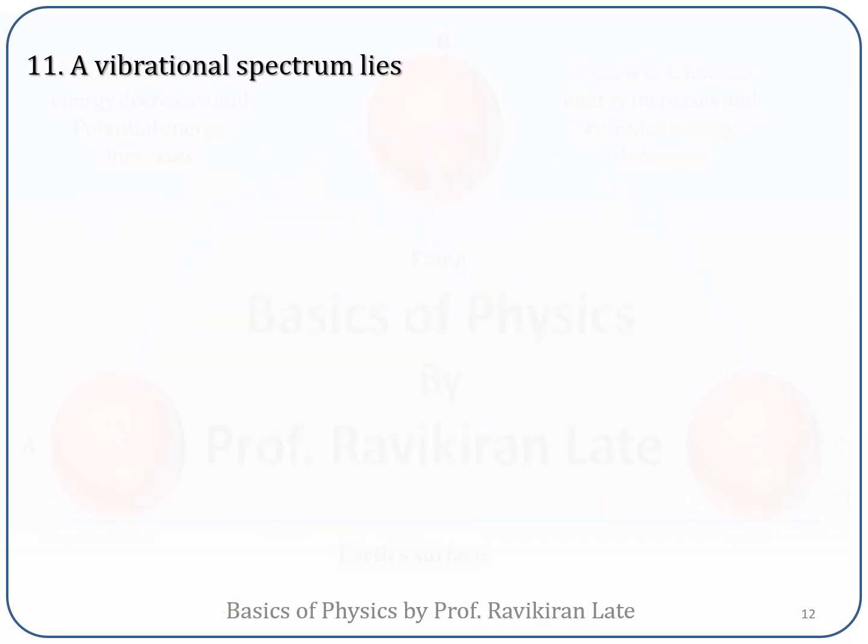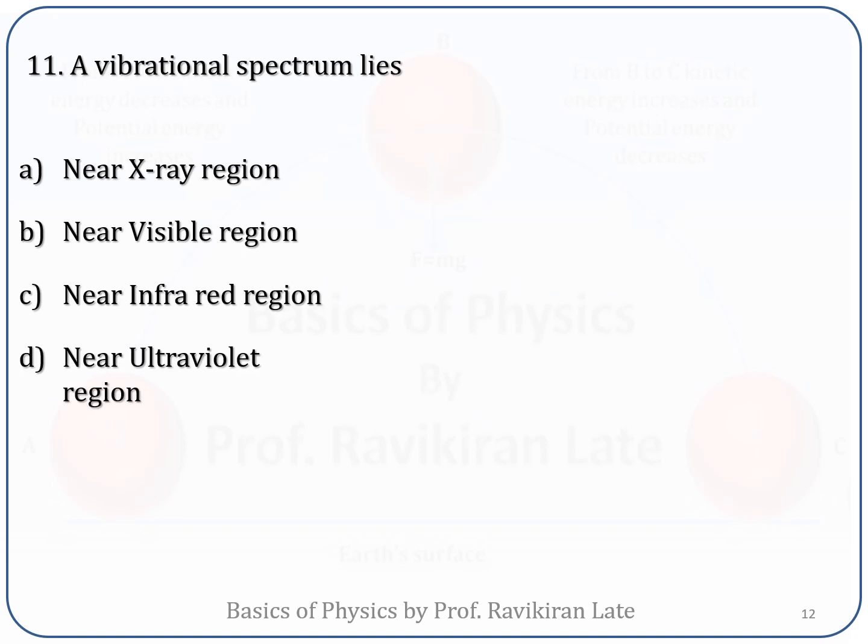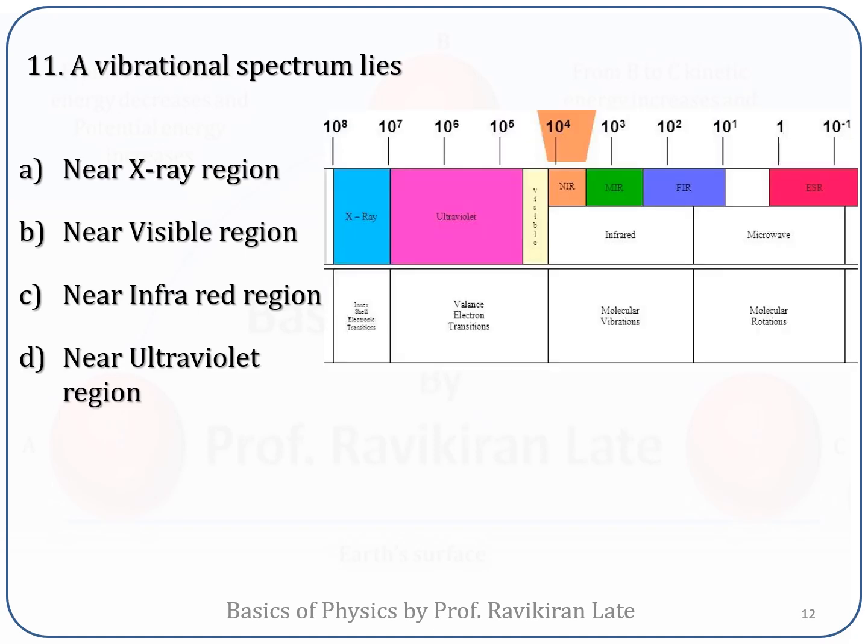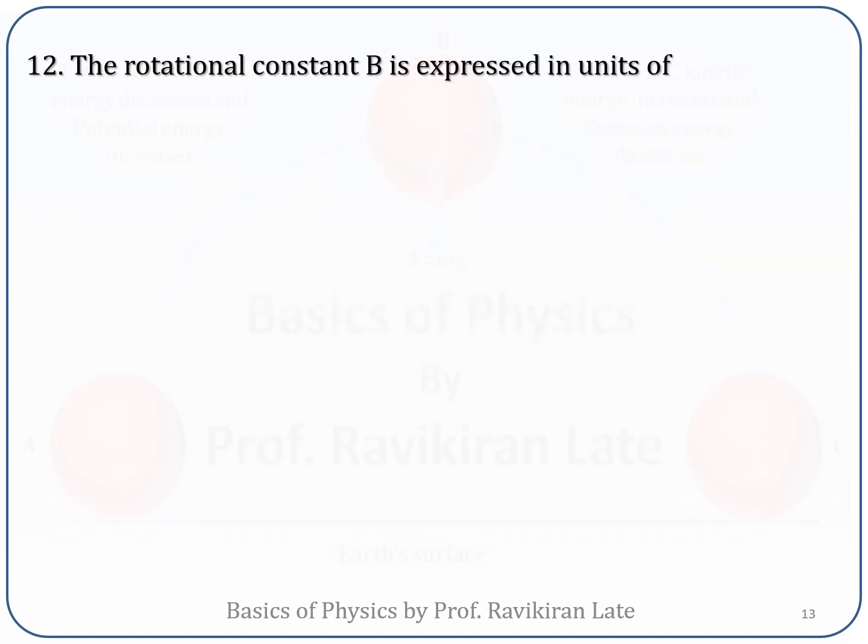Next question: a vibrational spectrum lies in option A near X-ray region, near visible region, near infrared region, near ultraviolet region. Now it's a very straightforward question. All of us know that in vibrational spectroscopy, the radiations which we are talking about are nothing but the infrared radiations or near infrared radiations. So it is option C which is the correct answer for this question. A vibrational spectrum lies in the near infrared region.